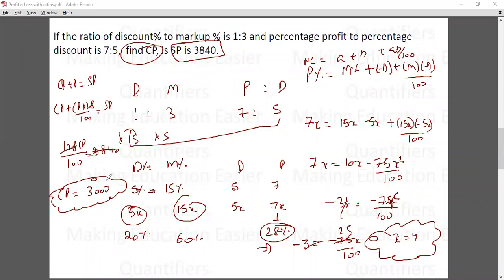Okay, so this is how we can use percentage and make the difficult question an easier one. Okay, I hope the concept is clear to you.